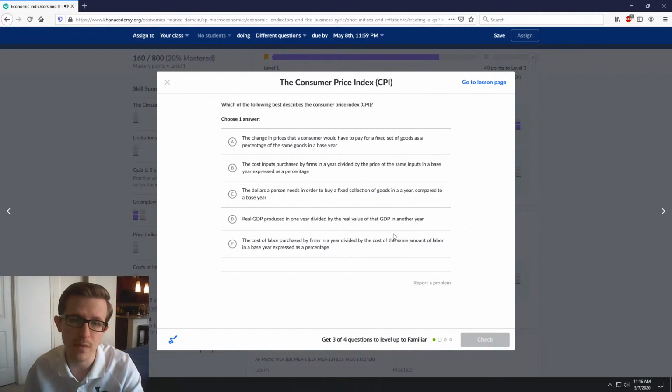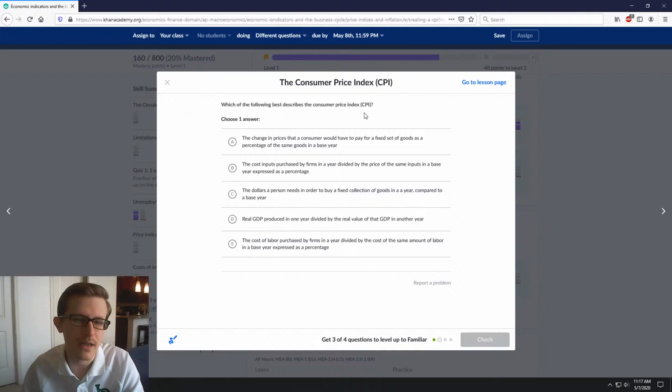Which of the following best describes the consumer price index? A: The change in prices that a consumer would have to pay for a fixed set of goods. That fixed set of goods, again, is our market basket. So the change in prices as a percentage of the same goods in a base year. B: The cost of inputs purchased by firms in a year divided by the price of the same inputs in a base year expressed as a percentage. It won't have anything to do with inputs. C: The dollars a person needs in order to buy a fixed collection of goods in a year compared to a base year. That one's sounding pretty good. So we'll see between A and C.